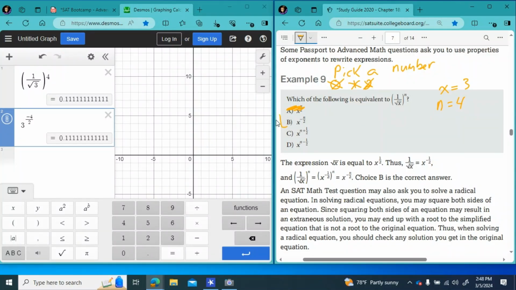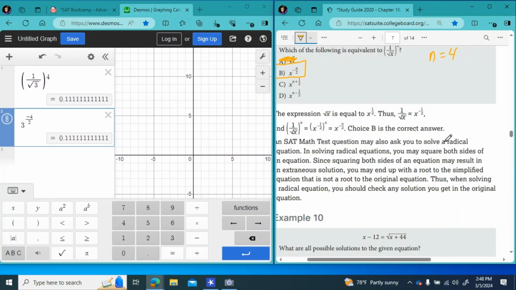So I have solved that question without having to have my rules for my radicals and exponents memorized. And I can move on to the next one.